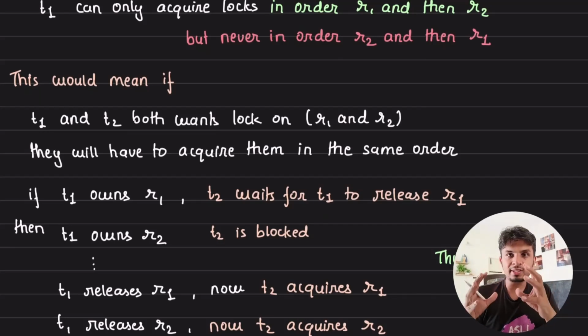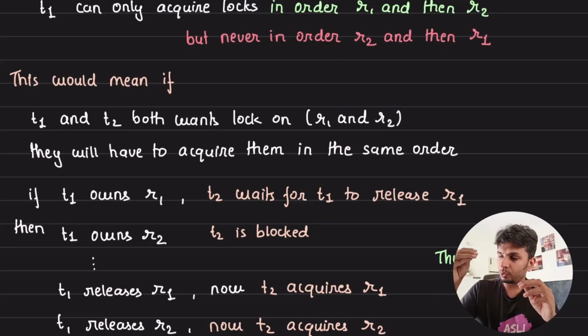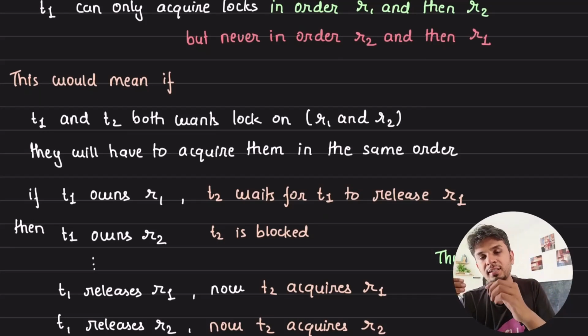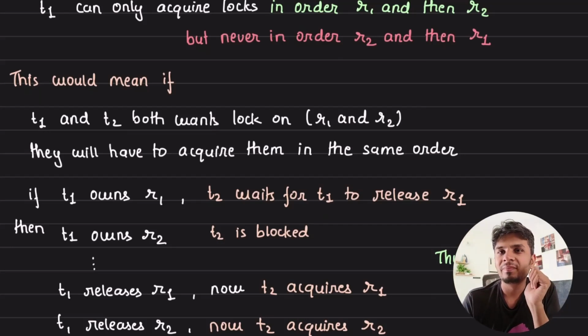In this situation, your T2 will have to wait until your T1 releases the lock that it took on R1. Why? Because there is a total order imposition that has just happened. This is how you avoid a deadlock, right?